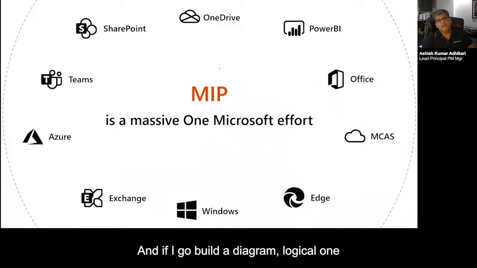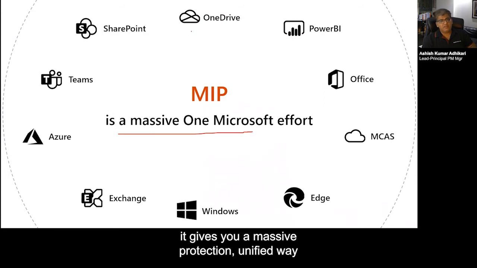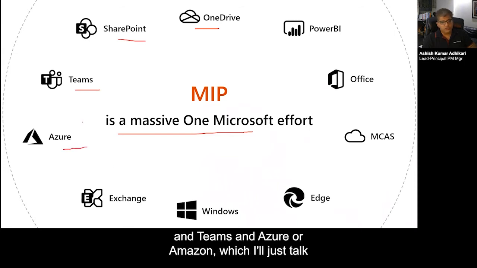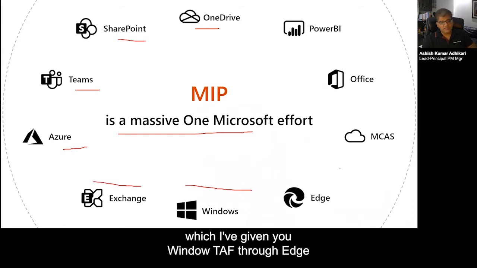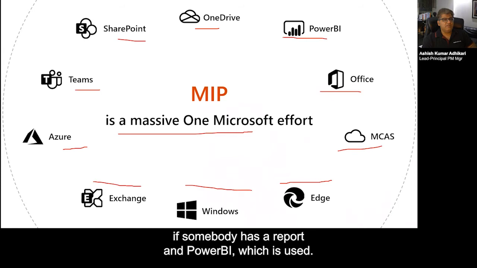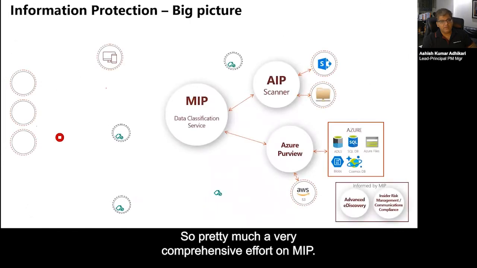And if I have to build a diagram, logical one, it gives you a massive protection in a unified way across OneDrive and SharePoint and Teams and Azure or Amazon, which I'll talk about in my next slide, through email, through Windows or Mac, which I've given you a hint of, through Edge or other browsers, through some apps, MCAS, including if somebody has a report and Power BI, which is used. So pretty much a very comprehensive effort on MIP.